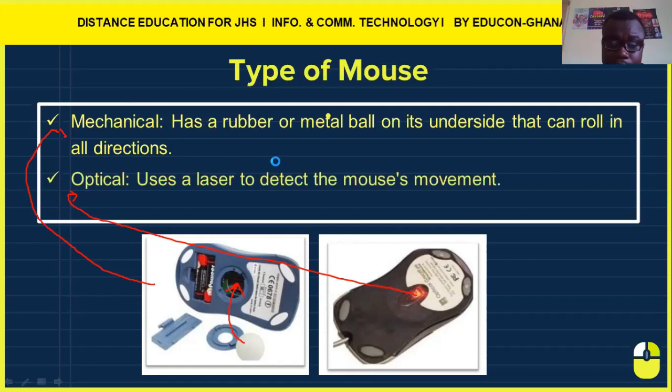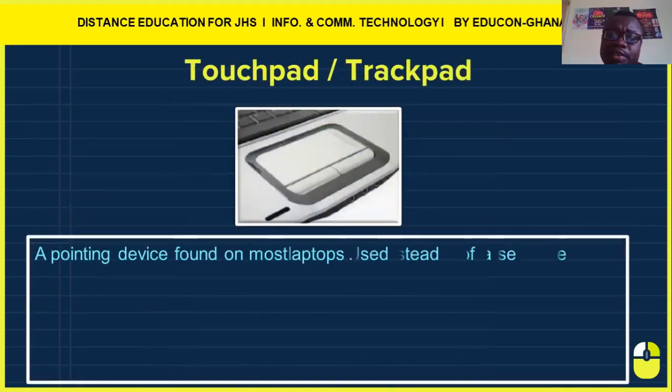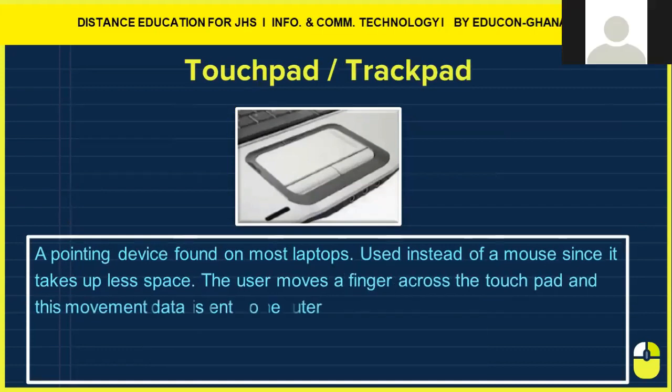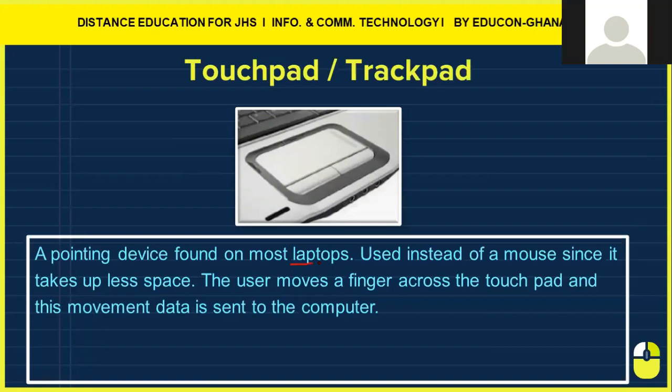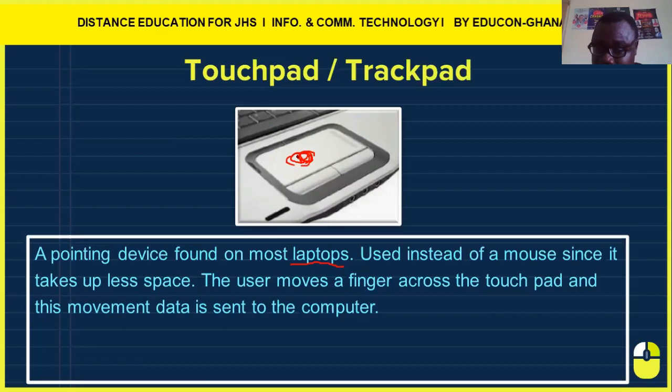Another input device that you need to watch out for is the touchpad or the trackpad. Now, the touchpad is mostly found on what? Laptops. On laptops, good. So we use it instead of a mouse since it takes less space on a laptop. In this area, the user can control a mouse pointer or a cursor on the computer screen. So this is a touchpad.